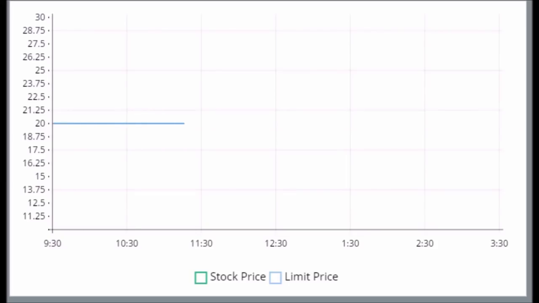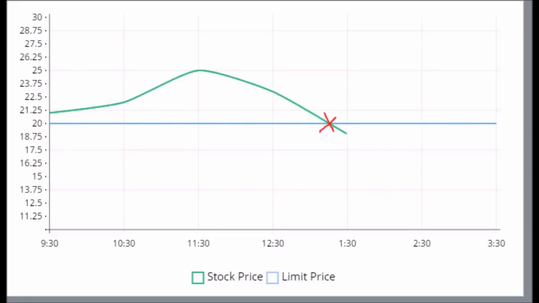In this example, we're going to buy a stock with a limit price of $20. So you can see, as the stock price is moving throughout the day, nothing happens. But as soon as the stock price goes below our limit price, our order will execute.